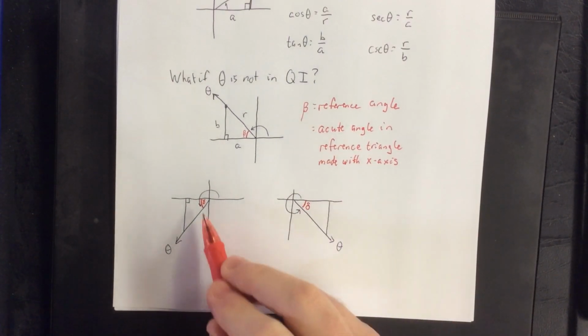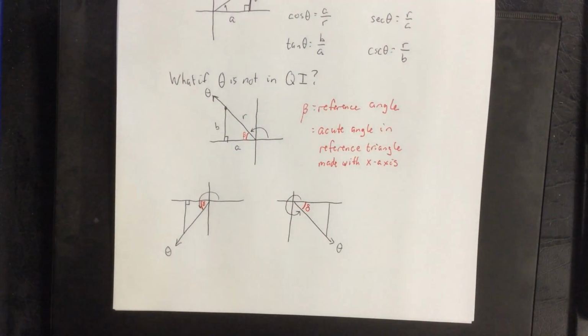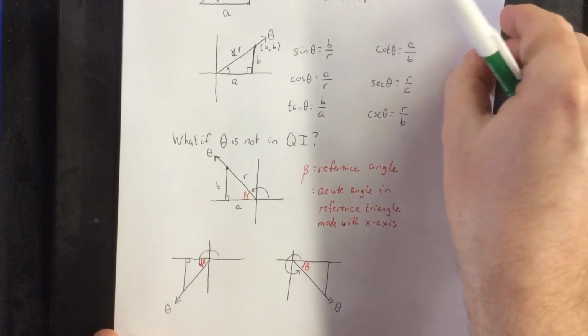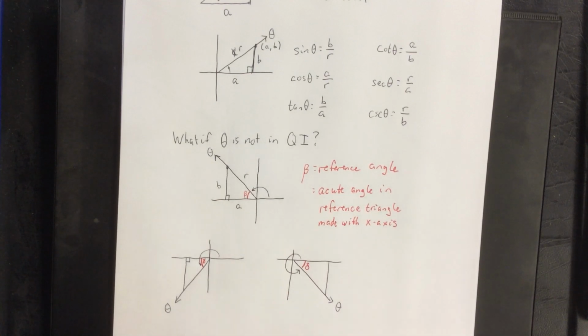So this acute angle, and this acute angle are all referring to reference angles. Now the way that we calculate the reference angle changes a little bit from quadrant to quadrant. So let's talk about how to do that. Now these acute angles are all going to be measured the same way, and that is by taking the measure of the terminal side of the angle and subtracting the measure of the initial side.